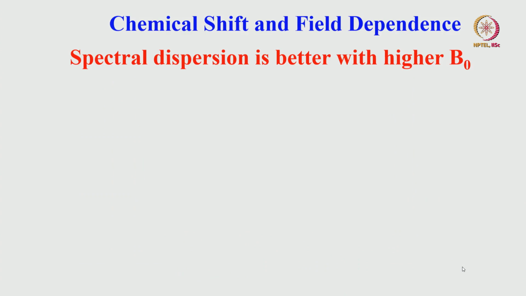So, the chemical shift also has a field dependence. This is another terminology which I wanted to explain to you. Since the time is getting over, I will stop here. We will come back in the next class, and I will discuss other parts of the chemical shift in more detail.